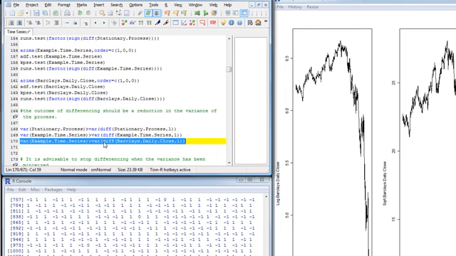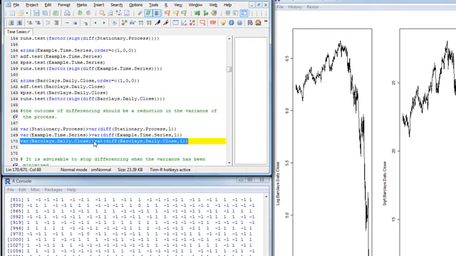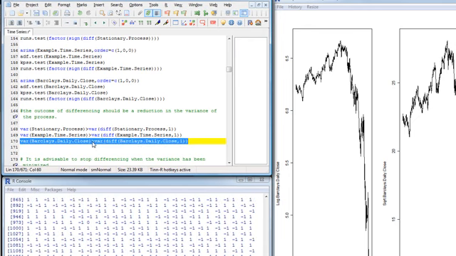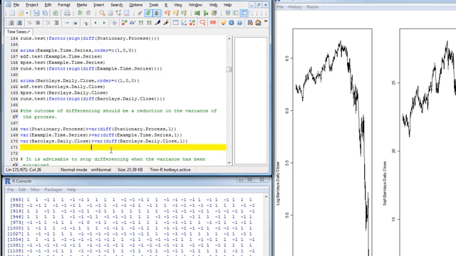And similarly with the Barclays daily closing price. Let's get that right. And again, the differenced process has a variance that's less than the variance of the original sample.